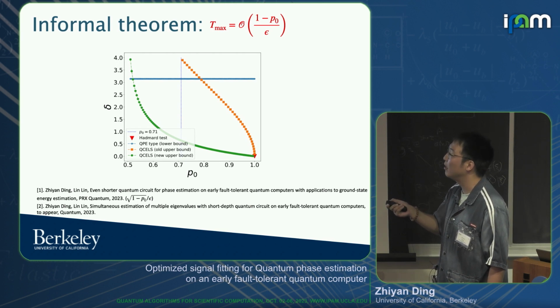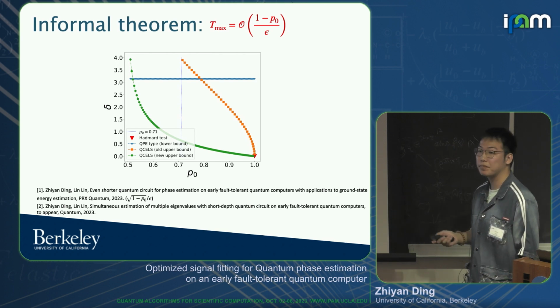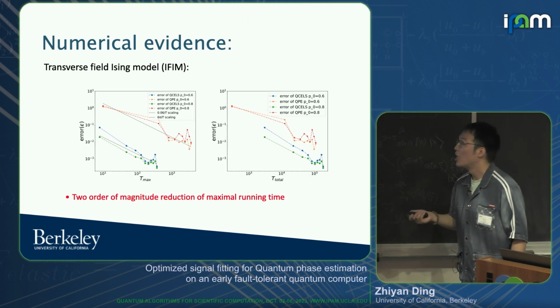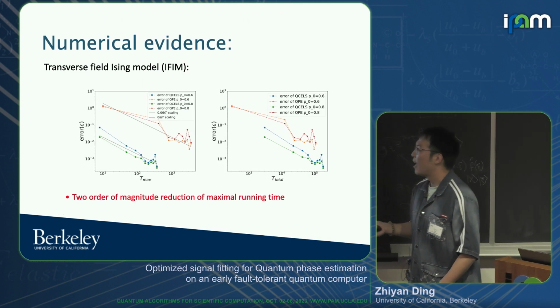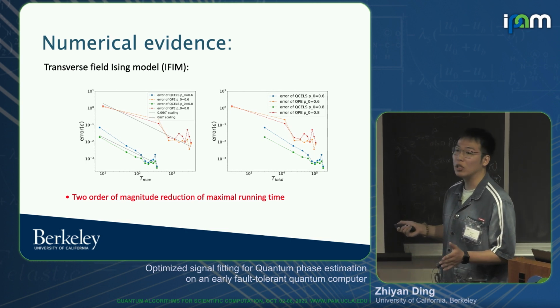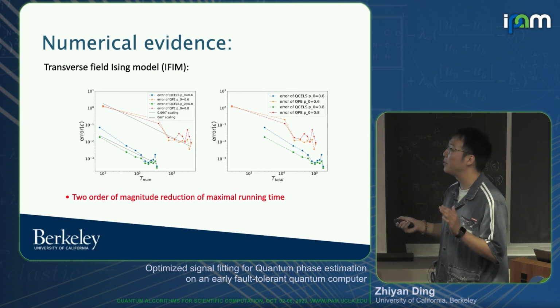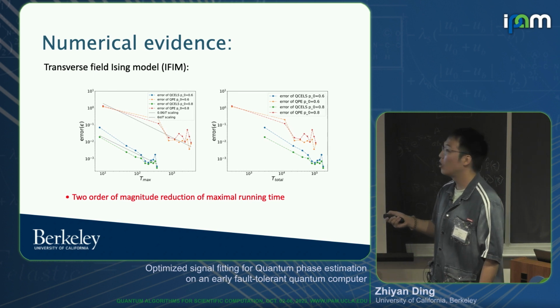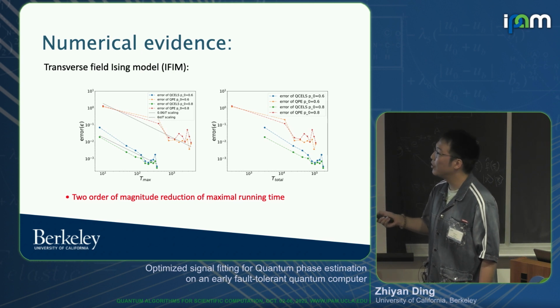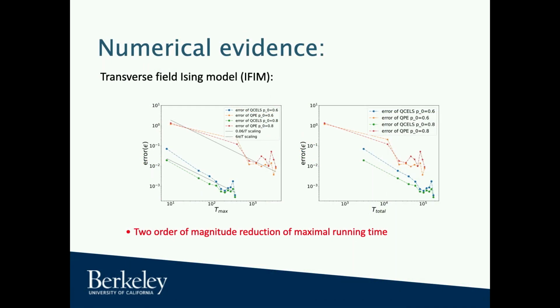Basically, our method can interpolate between this blue line and this red dot. We also have some numerical evidence, and the more interesting thing is, according to our theoretical result, we can only achieve shorter circuit depth when my p0 is closer to 1. However, according to the numerical result, the situation is even better. Here you can see in our numerical result, even when my p0 is closer to 0.6, we can still achieve a much smaller circuit depth compared with QPE.